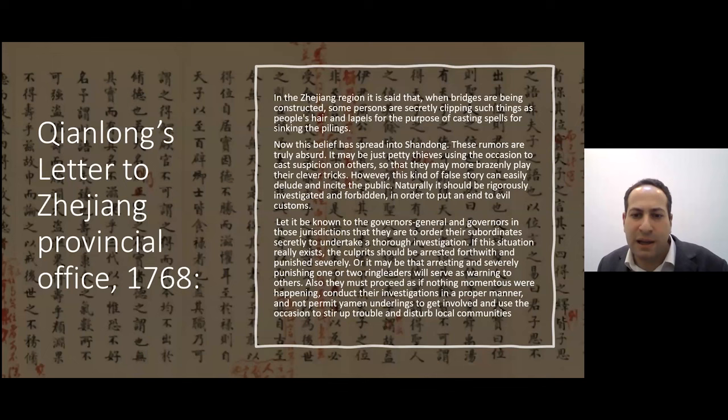Or it may be that arresting and severely punishing one or two ringleaders will serve as a warning to the others. Also, they must proceed as if nothing momentous were happening, conduct their investigations in a proper manner, and not permit the Yamen underlings to get involved and use the occasion to stir up trouble.